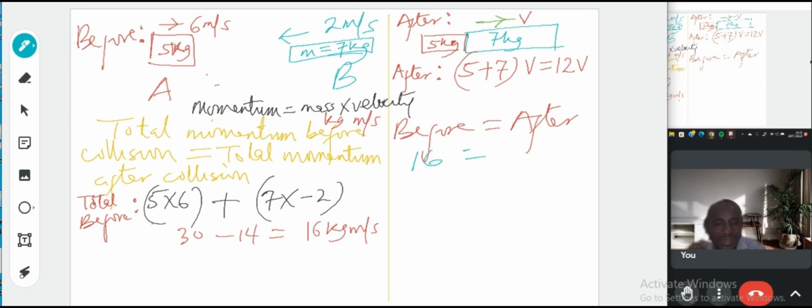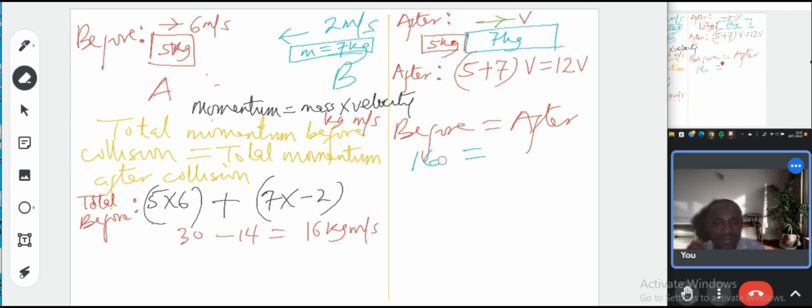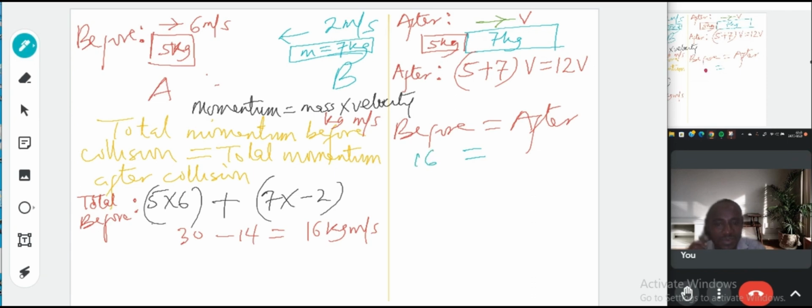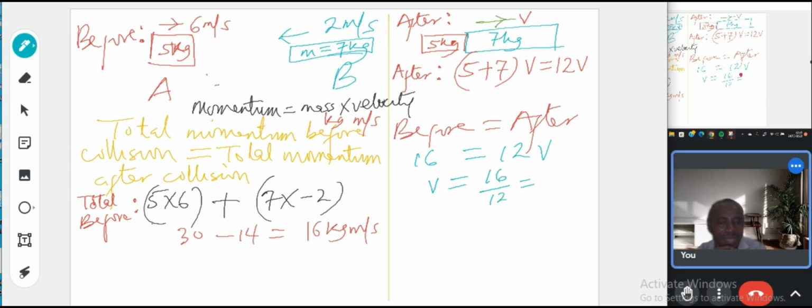16 equals 12v, right? So you can easily calculate v. So v will be equal to what? 16 over 12. And what does that give? 4 over 3. Isn't it? 4 over 3 meter per second.